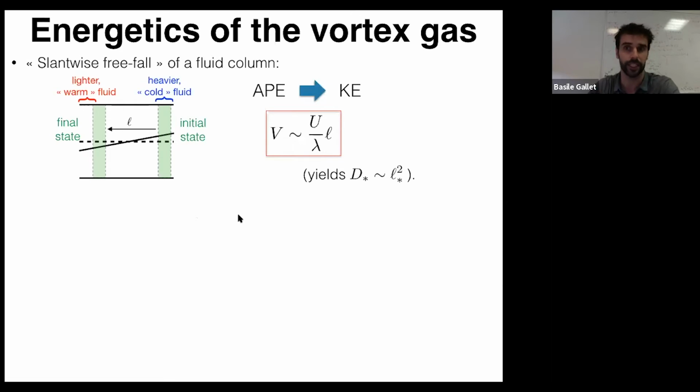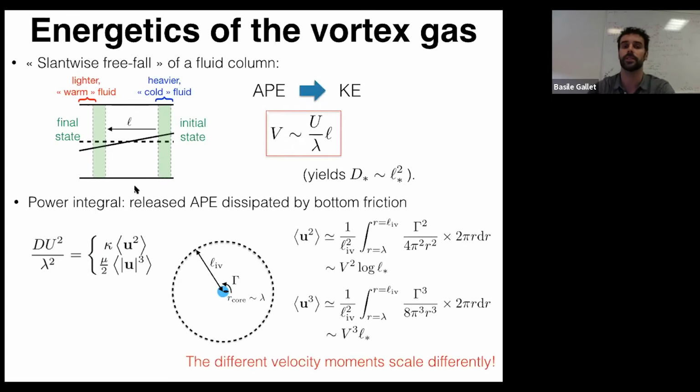And the very last relation is the power integral. At some point, you have to say that the potential energy that is released eventually is going to be dissipated by bottom friction. Now, the energy that is released is just the product of the heat flux by the temperature gradient. If you think about it, it's like Ohm's law maybe. Well, the current would be the heat flux, the voltage would be the temperature difference. If you want the power, you multiply the voltage by the current. If you want the power here, you multiply the flux by the temperature difference.